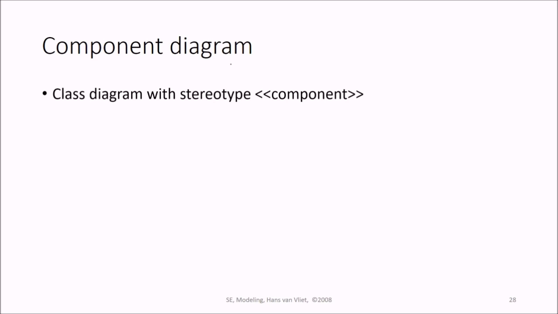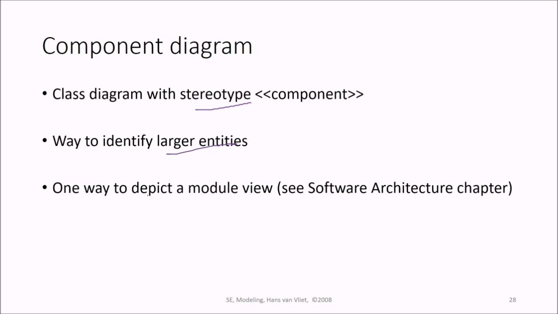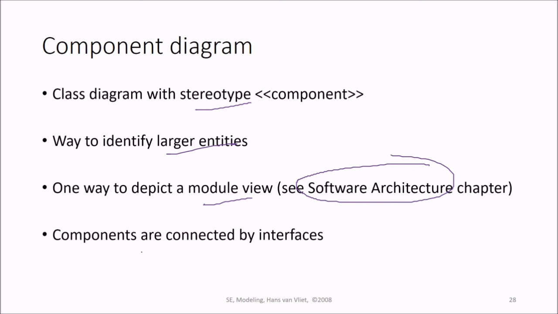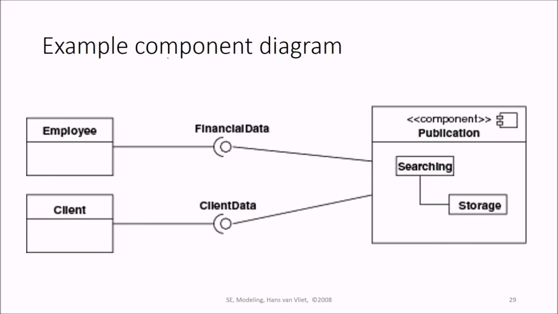Then the component diagram is a class diagram with some stereotype. This is a way to identify the larger entities also. It is one way to depict the module view, and we need this to see the software architecture. We'll see it just now. Components are connected by interfaces. This is an example component diagram. Say this is a component, shown by this figure. This component will be used, and other things remain the same.